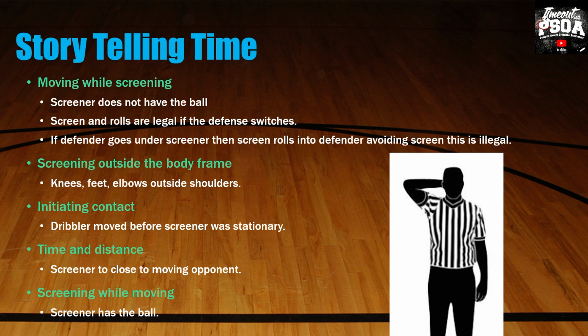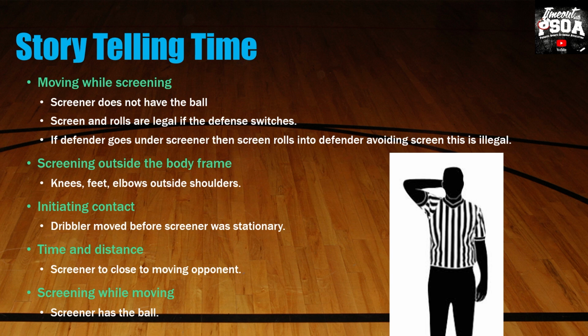Dribbler moved before that screener was stationary. Boom, closed fist, hand behind your head. Screener initiated contact. Dribbler forced the defender into a moving screener. The next one, time and distance. Right, the screener was too close to that rapidly moving opponent. Whistle, closed fist, hand behind your head. Time and distance, illegal screen.